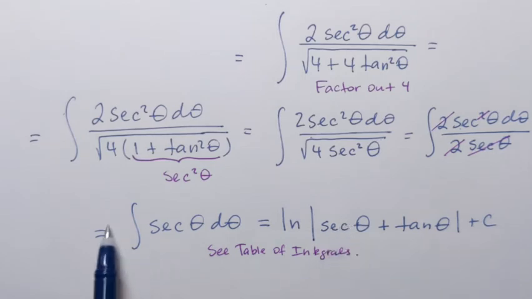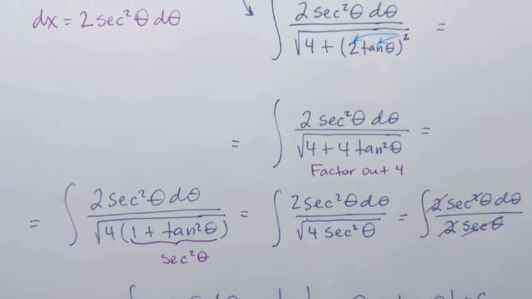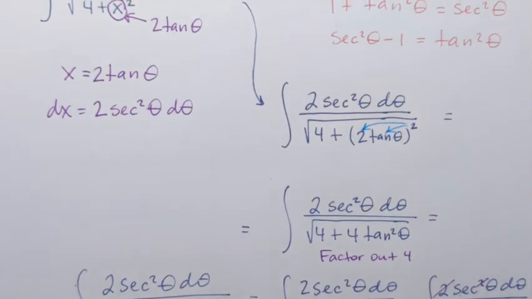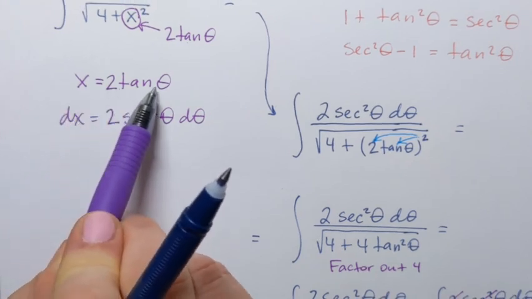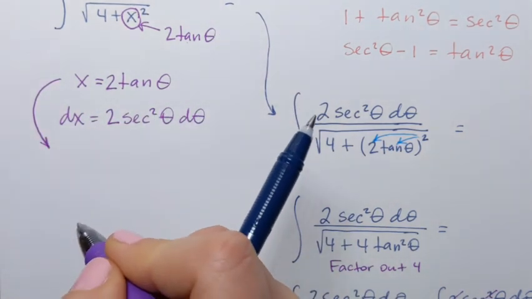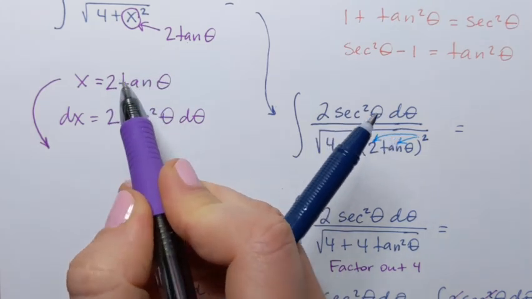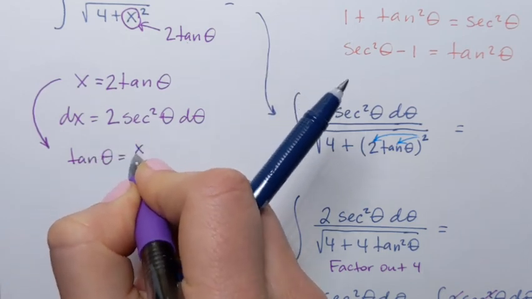Once you integrate it at this point, so that's step 3, the last step will be to return to the original variable of integration, which is x in our example. So I have to switch all thetas to x's. And to do that, we have to recall the original substitution. Right here, we said that x is 2 tangent theta. So to return to the original variable of integration, I will represent tangent theta in terms of x. From this equality, tangent theta is x over 2.